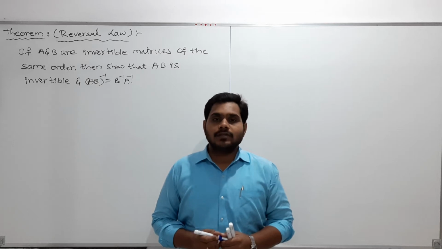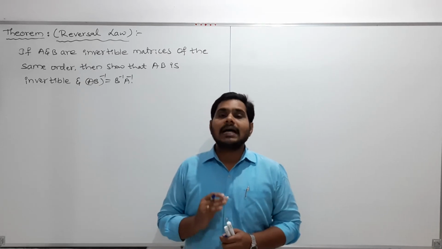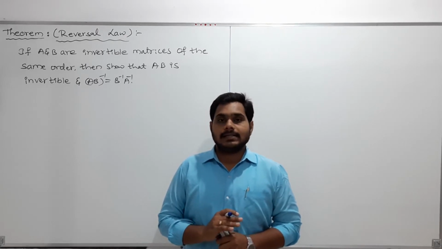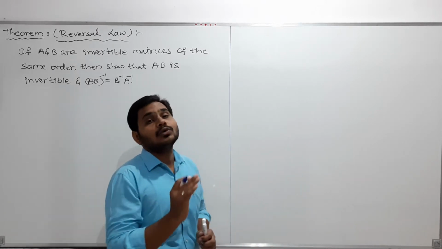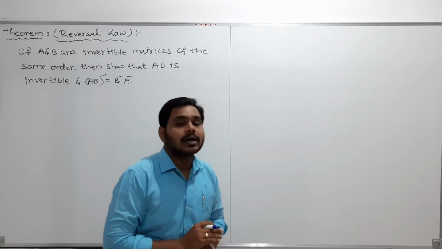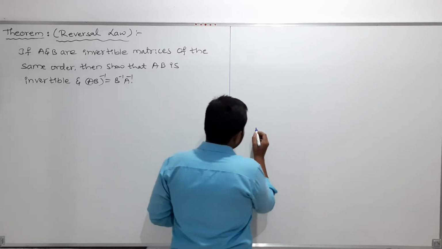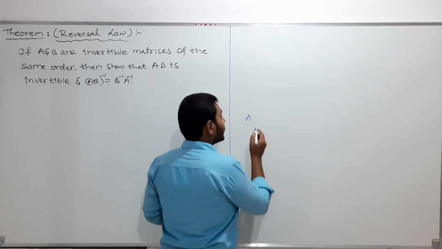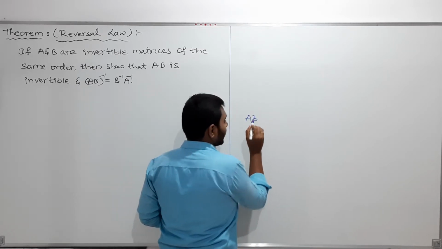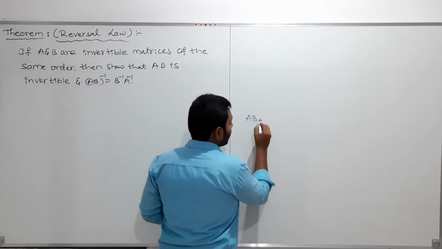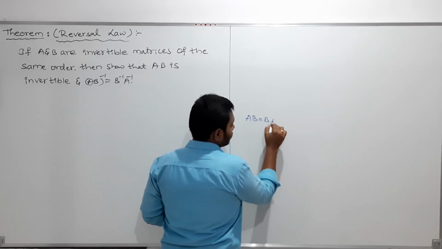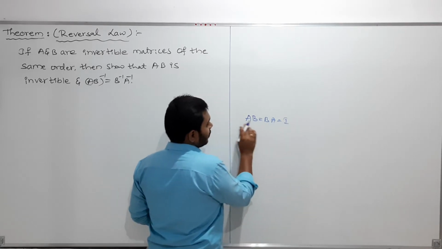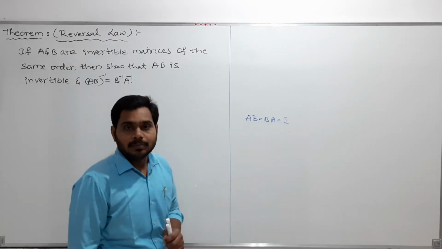In the previous videos, we discussed theorems, and I also discussed what is meant by invertible matrices. How to find A inverse, that also I discussed. So my dear students, please remember, if I have a matrix A, and there exists another matrix B of the same order, such that AB is equal to I or BA is equal to I, in such cases we can call A invertible to B.